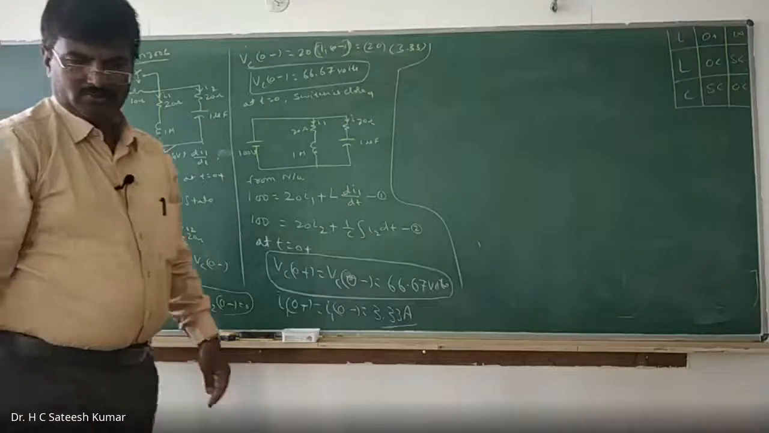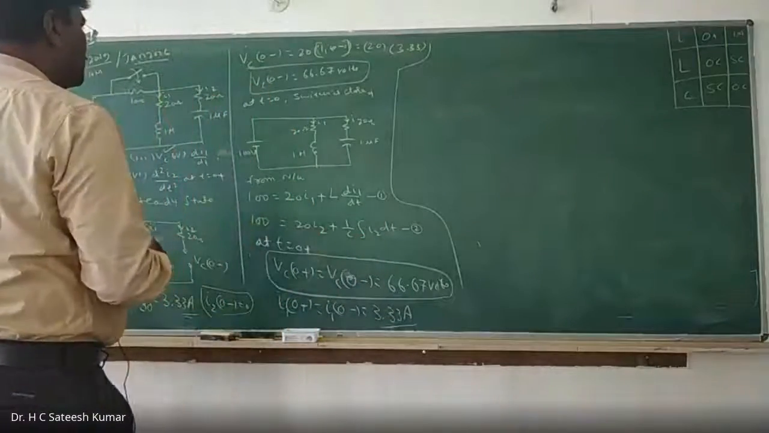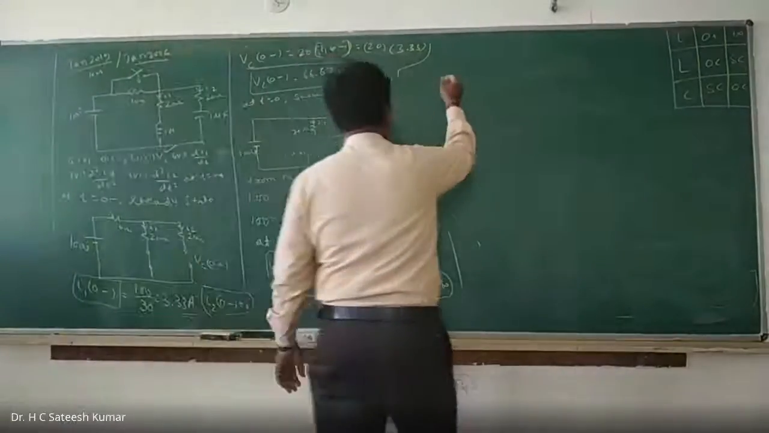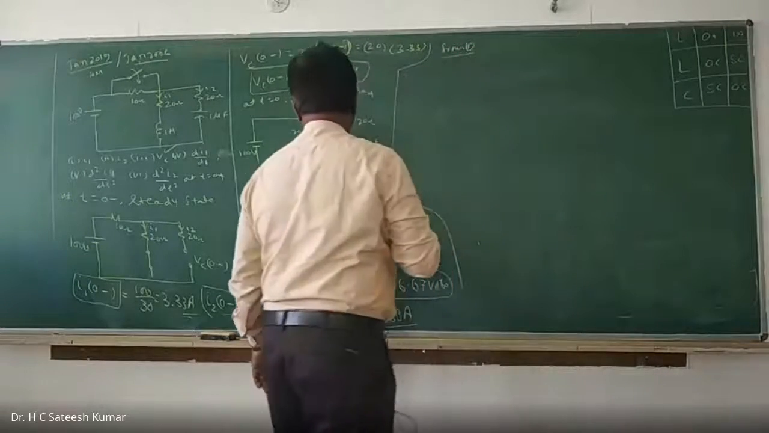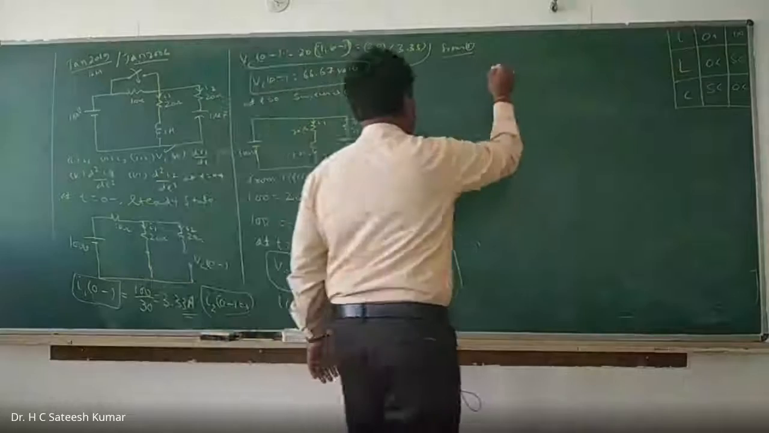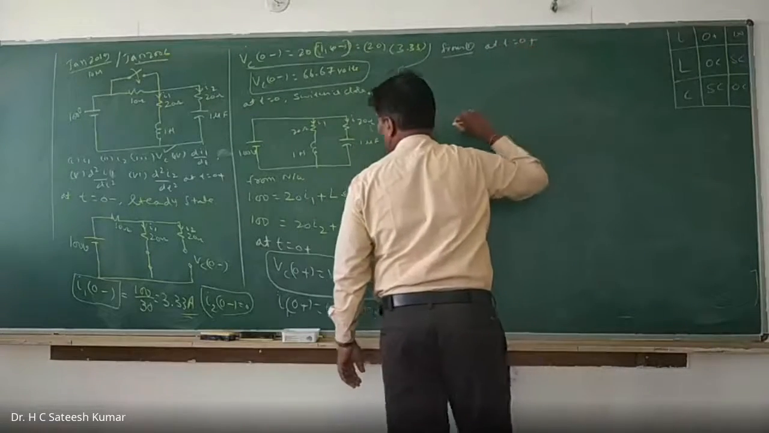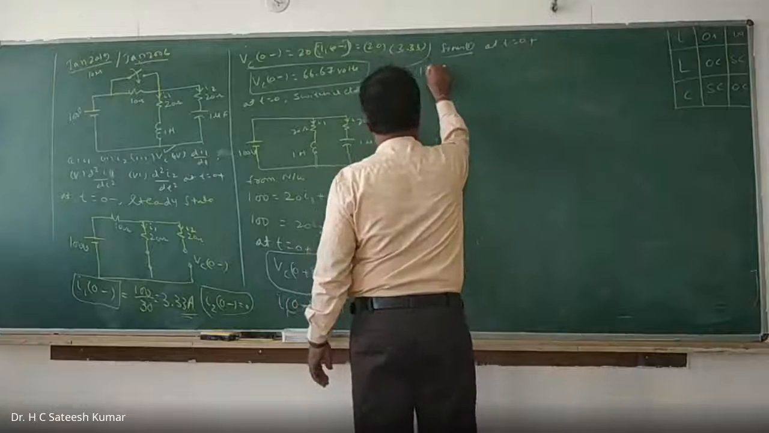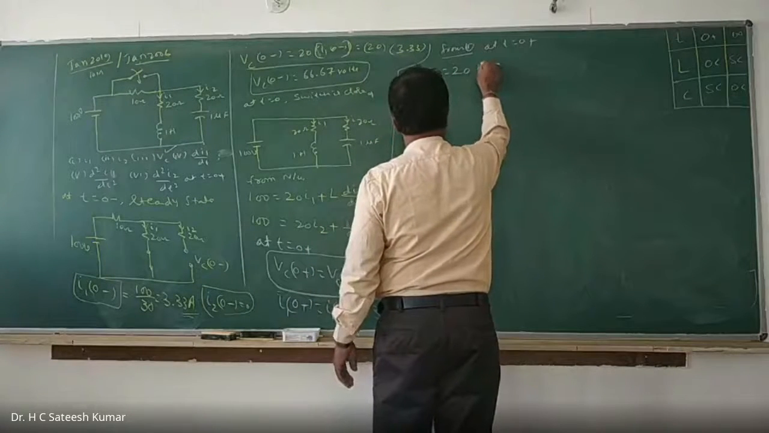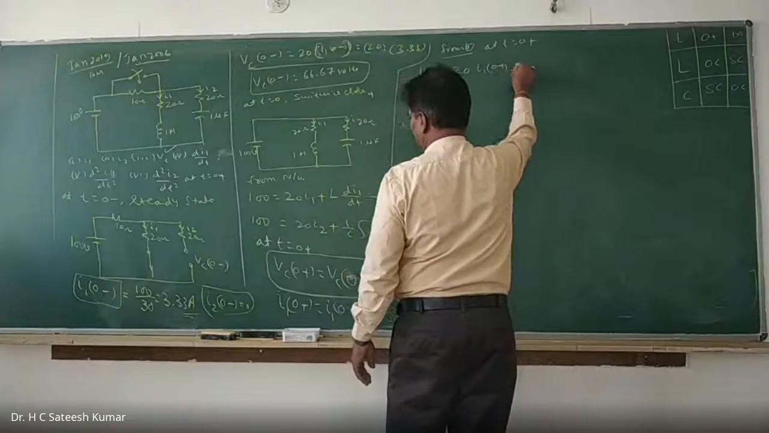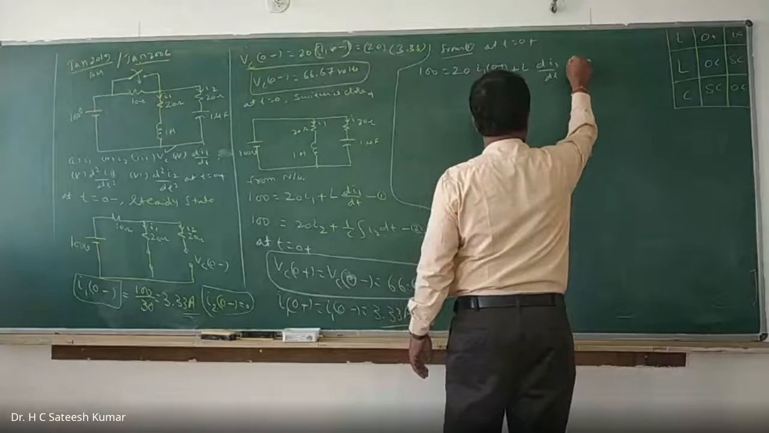Right. Now we shall go for equation number 1. From equation 1, at t is equal to 0 plus, 100 is equal to 20 into I1(0+) plus L into di1/dt at 0 plus.